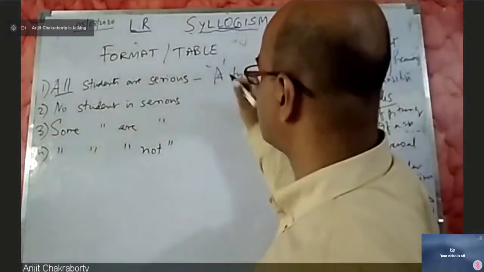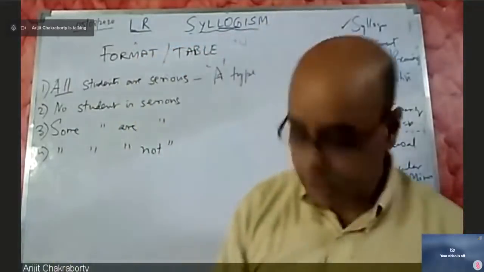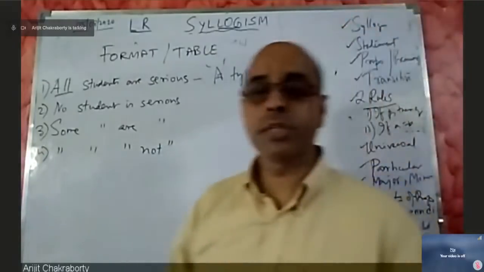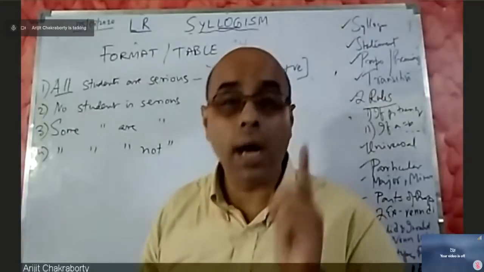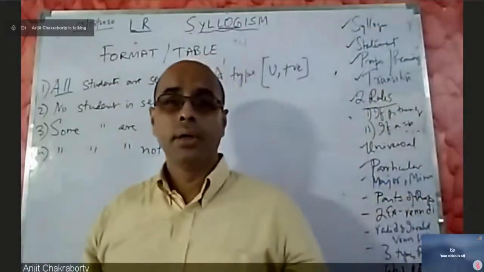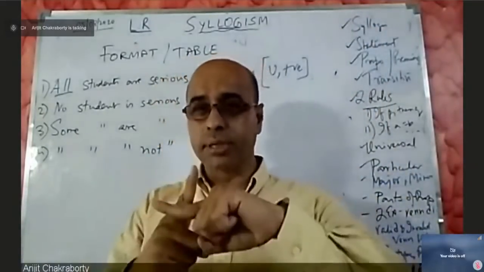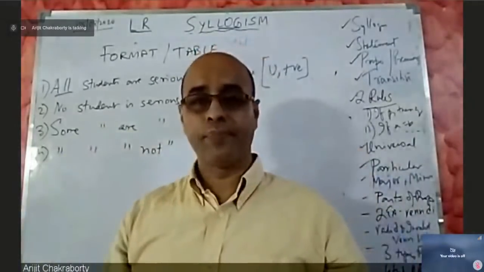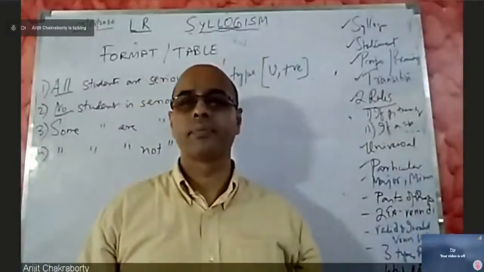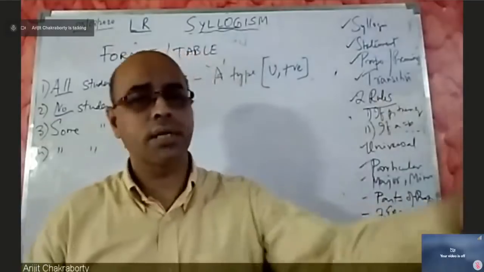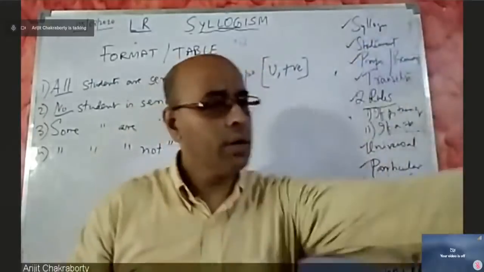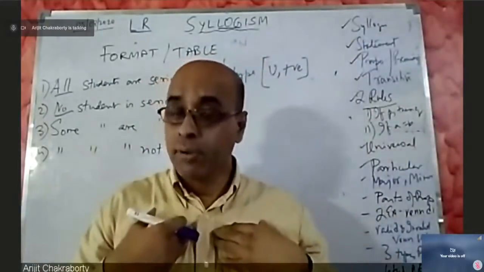So this is called A type, universal affirmative, that means it is universal and positive. Why positive? Because the copula is are. If I say Shyam is hardworking, it is positive. That means he actually is hardworking, in reality he works hard. But why am I teaching? Nobody is serious. Why am I going to office? None of my staff are serious. You see, negative emotion. Why am I shouting after you? You are not serious. Negative emotion.